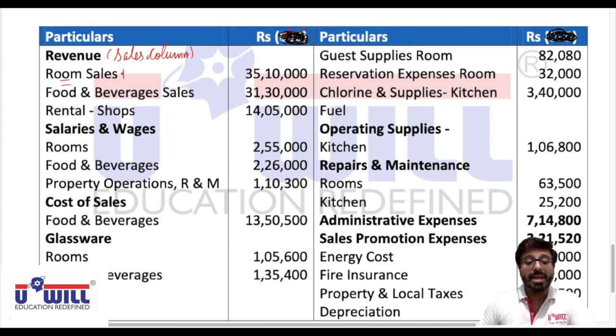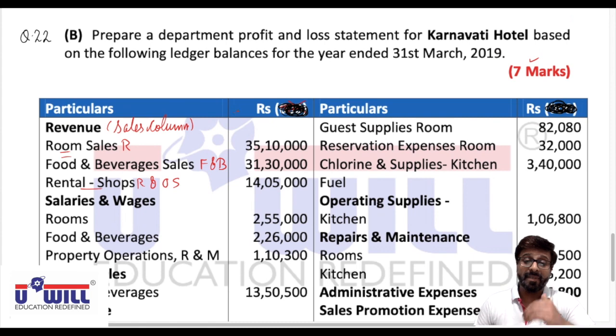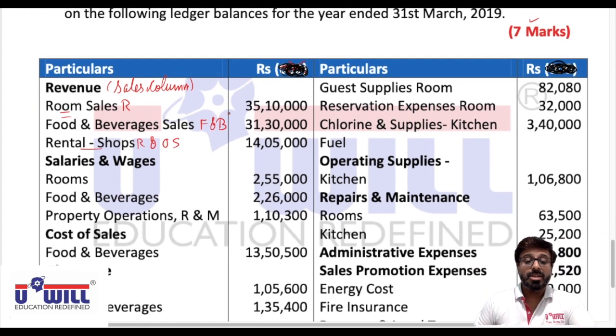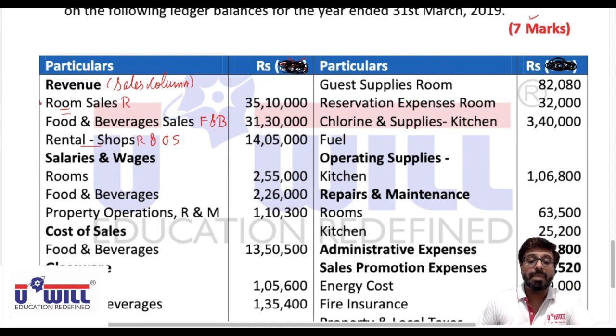Room revenue, mark it as R. Food and beverages, F&B. Rental shops, R and OS. So see, it's not necessary that every hotel is a 5-star hotel and every hotel has game zones, swimming pool, spa, everything. So in this question, there are only 3 departments: room, food and beverages, and rental.